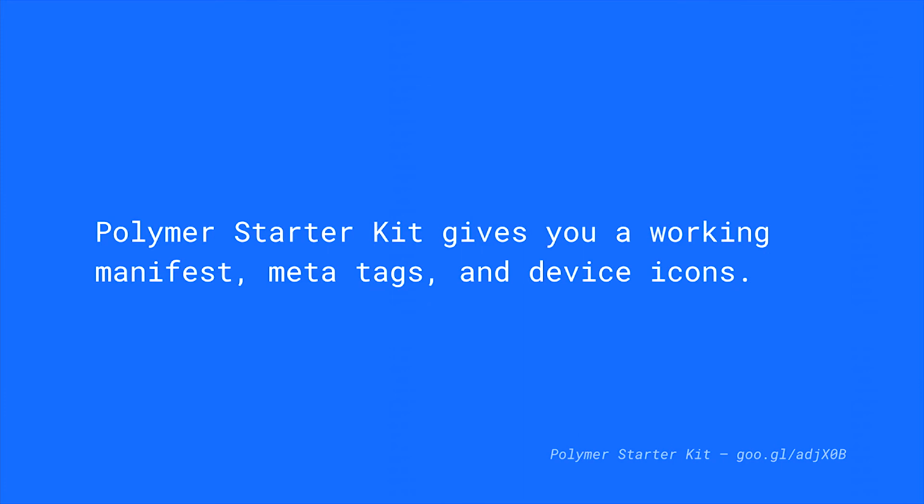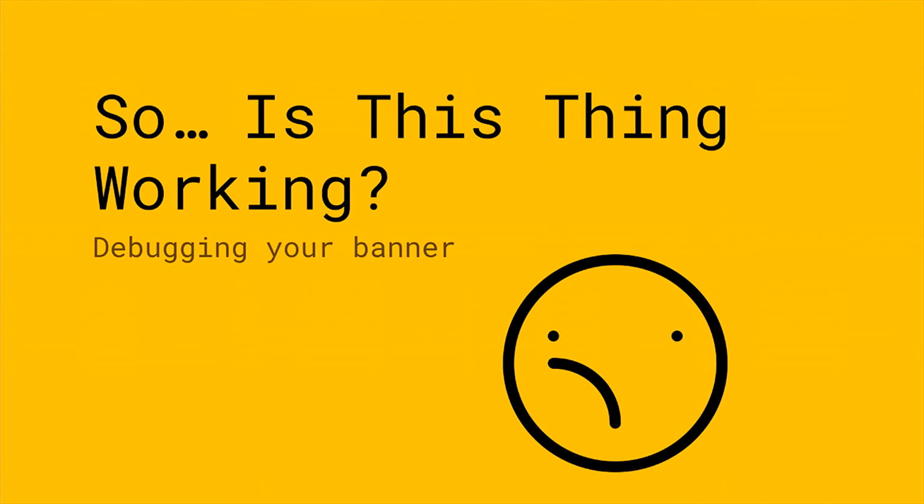Now, once you've got that squared away, it brings up another interesting question, which is figuring out if the thing is even working. Because I mentioned there's this user engagement heuristic for web app install banners, right? The user's got to visit the page a certain number of times over a few minutes. And as a developer, it's super annoying to have to sit there and stare at my website and a clock and be like, yes, try it again. Did that work? I don't know.